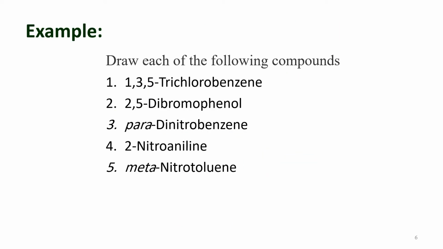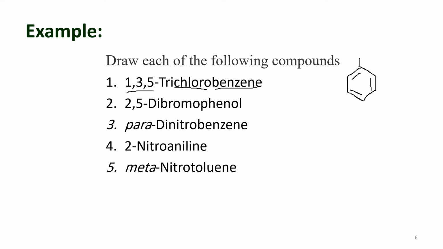Next up are a few examples as homework, where you have to draw the structures of the following compounds. The first one is a benzene molecule, so it's a 6-carbon ring basically. We know the typical benzene structure: it has alternating double bonds, so we draw the double bonds, and it has 3 substituents present. All 3 are chlorine atoms.